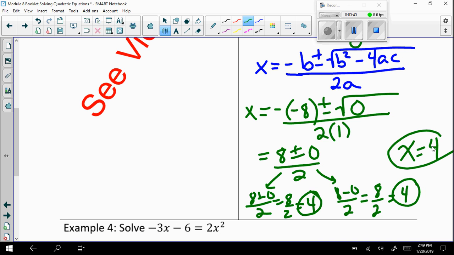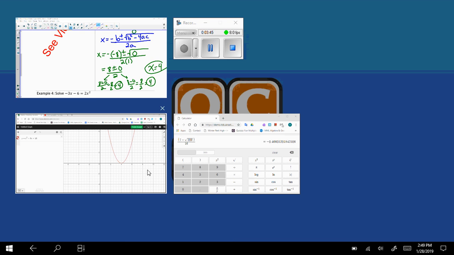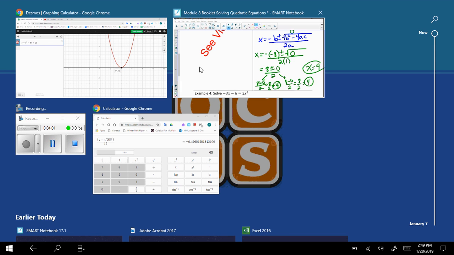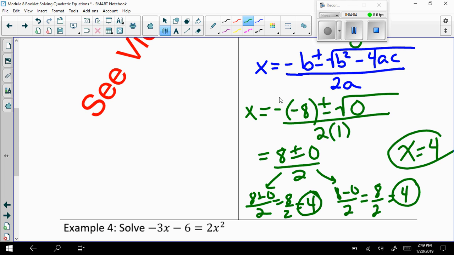So graphically, what's happening, it's the one where our vertex is on the axis. So you see I graphed the corresponding function, x squared minus 8x plus 16. It's the one where our vertex is right there on the x-axis. That's what's happening there. So in this case, I get essentially one solution. Really, it's the same solution twice. It's called a double root.